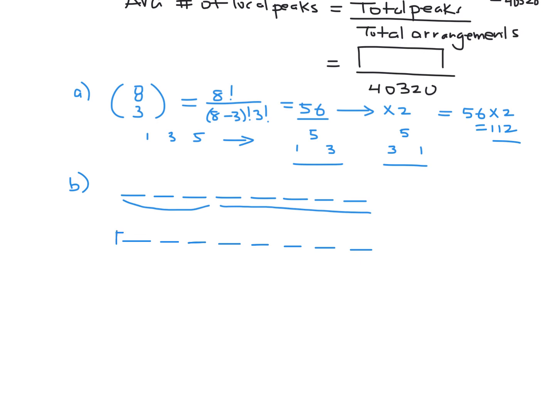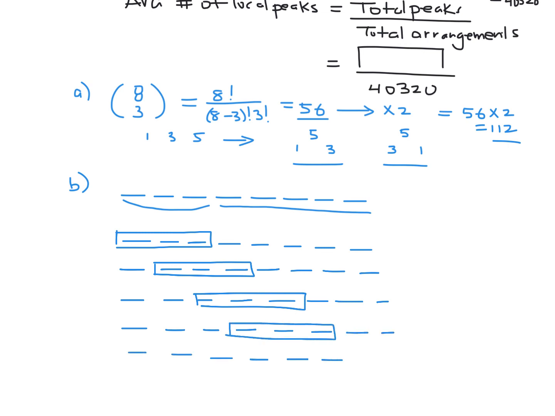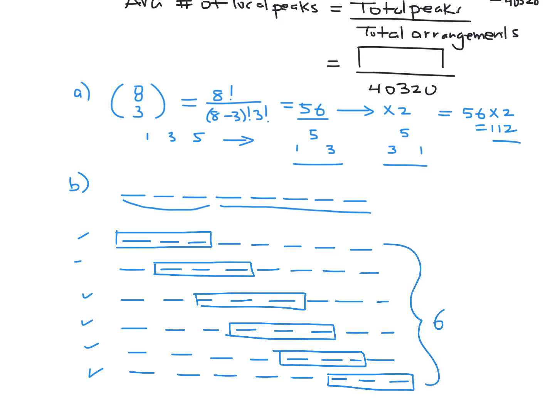I can put the peak here. Another way is if I put it here, these 3 guys. Another way, well, you guys get the point, right? I can put it here. Another way is if I put those 3, and then finally, how many is there here? I can put it these 3, and then the last one, of course, would be the last 3, like that. So that's 1, 2, 3, 4, 5, 6. So I've got 6 different ways of doing this.